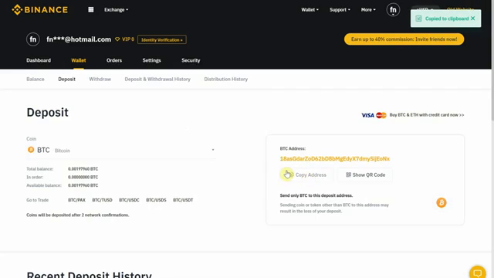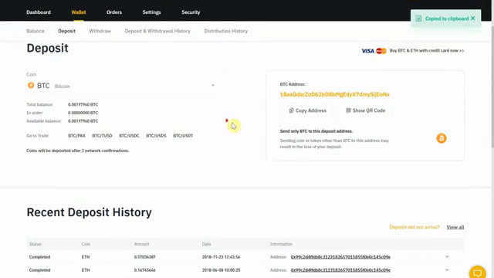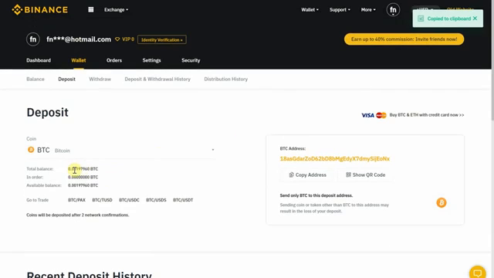You just copy the address. On Coinbase you select send to and just paste this address. This way you can actually have some balance to start trading. That's the point of this video, right?